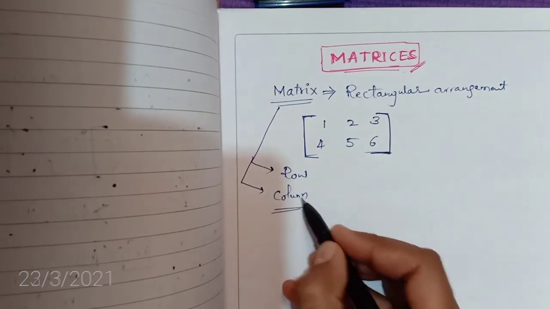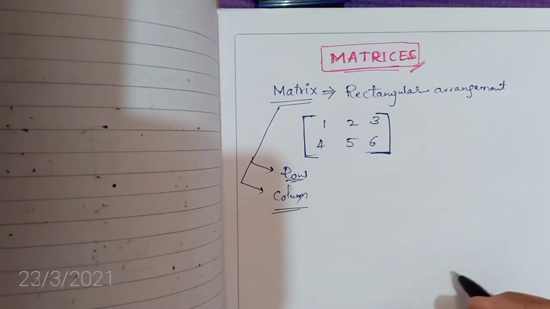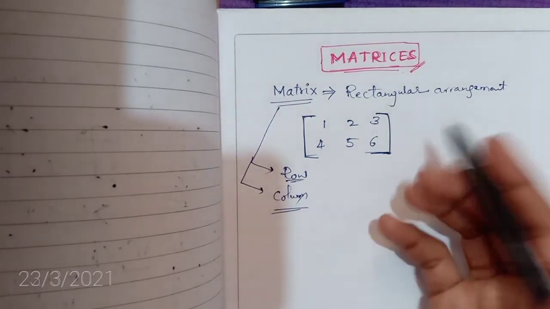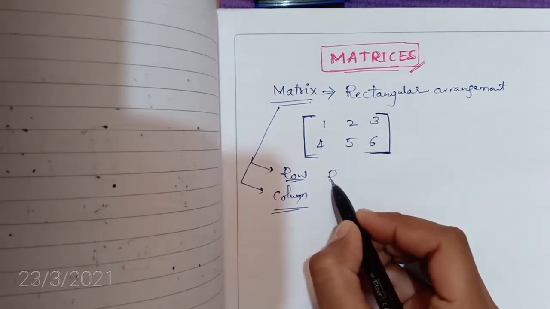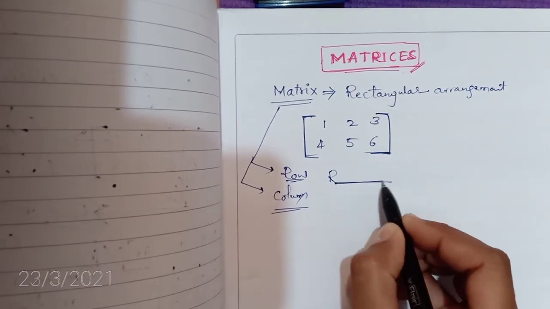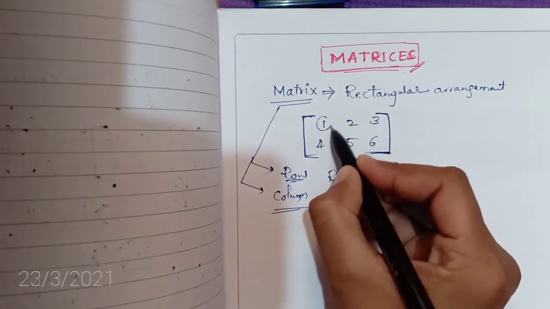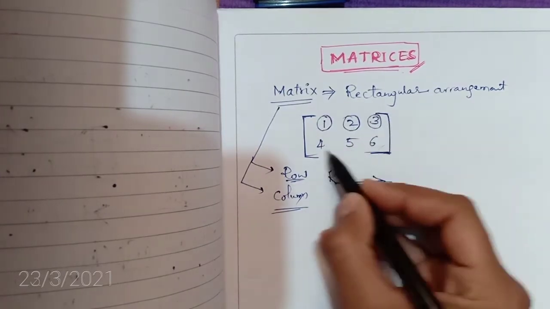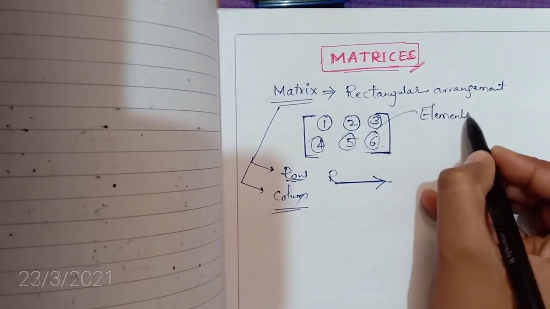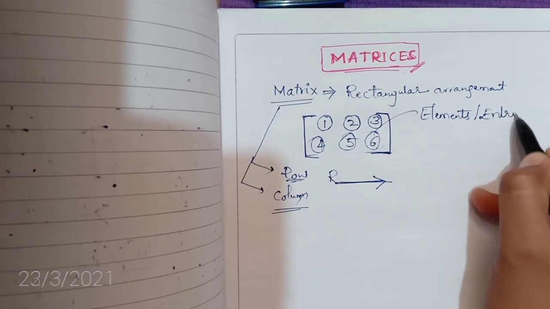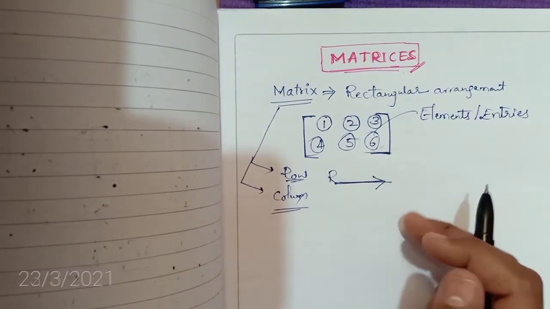These two concepts, most students don't know, or they feel confusion or are not aware of this. You can get it here. Entries, in the sense whatever I have taken inside these brackets, these things are known as elements or entries of a matrix. Of any particular matrix, we call these the entries or elements of a matrix.